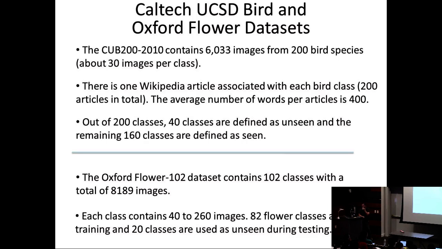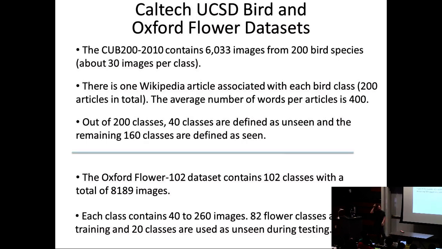There is something called the BIRDS dataset, the UCSD BIRDS dataset. You have about 6,000 images from 200 bird species. There's one Wikipedia article for each of the classes, so one description of each class. The average number of words per article is about 400. Out of 200 classes, you define 40 classes as unseen classes, and the remaining 160 classes are defined as seen classes. So in other words, you take 40 classes out completely. You don't have images. You just have Wikipedia articles for those classes. That's all. So you're really doing training on 160 classes.